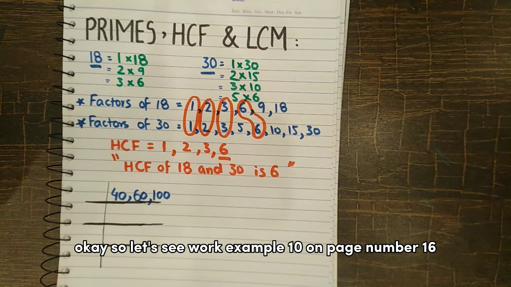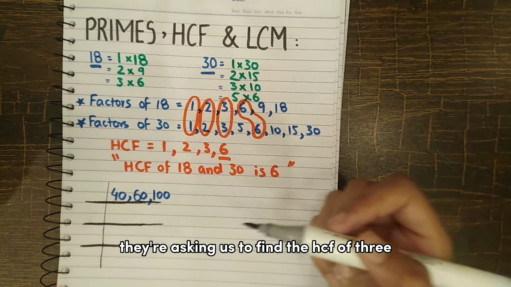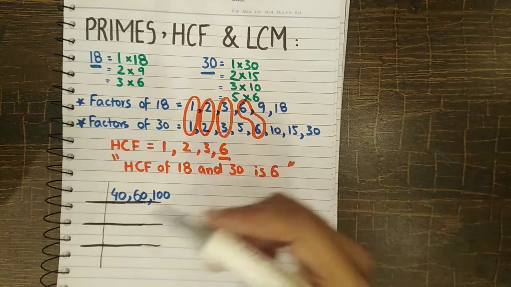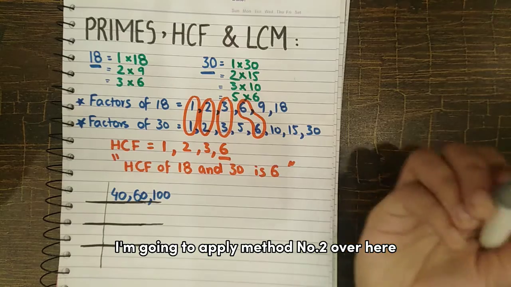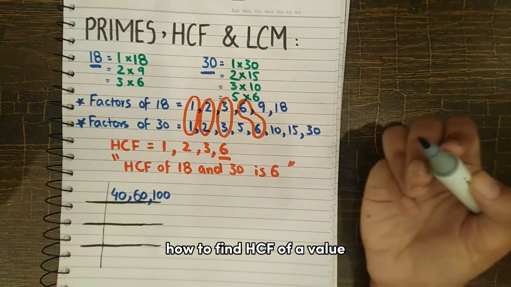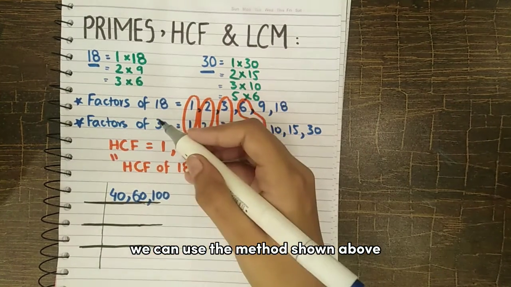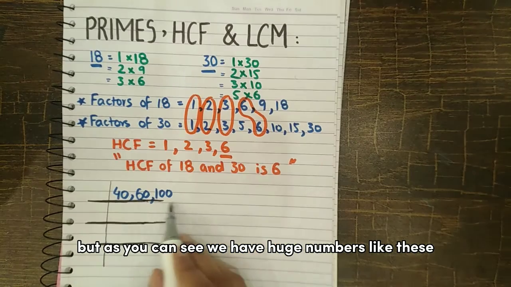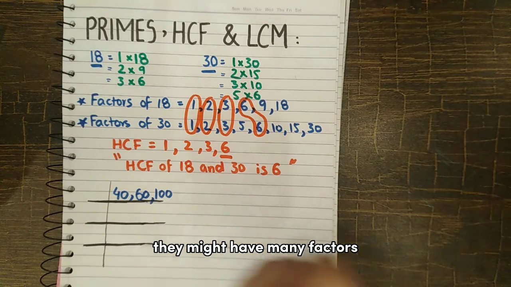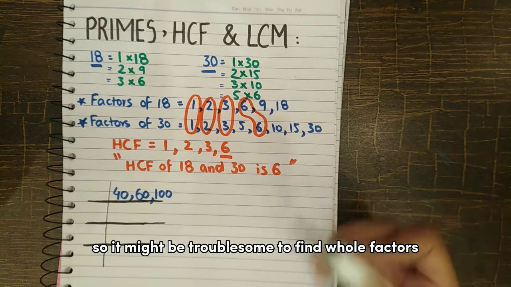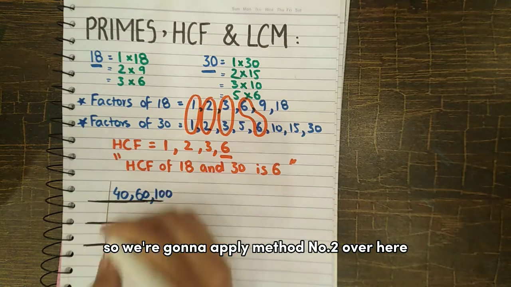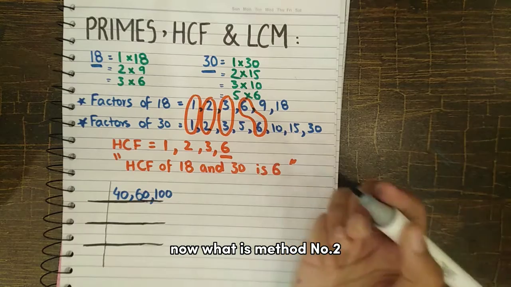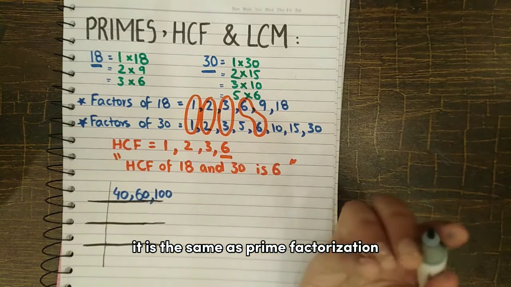Okay, so let's see worked example 10 on page number 16. They're asking us to find the HCF of 3 values: 40, 60, and 100. I'm going to apply method number 2 over here, for how to find the HCF of values. We can use the method shown above, but as you can see, we have huge numbers like these. They might have many factors, so it might be troublesome to find all the factors. So we're going to apply method number 2. Now what is method number 2? It is the same as prime factorization.